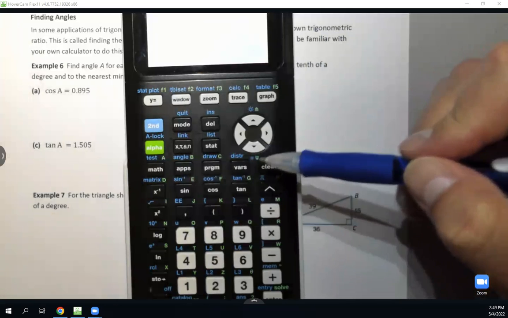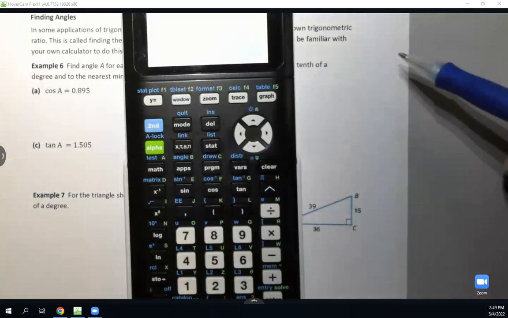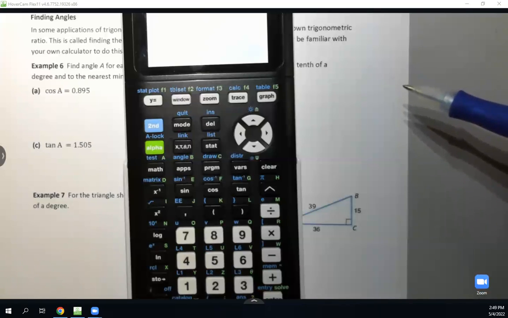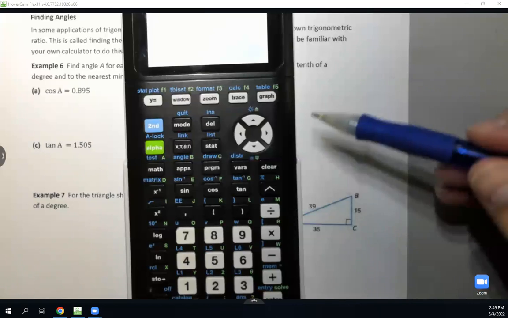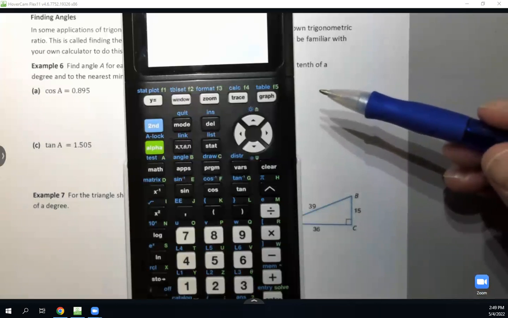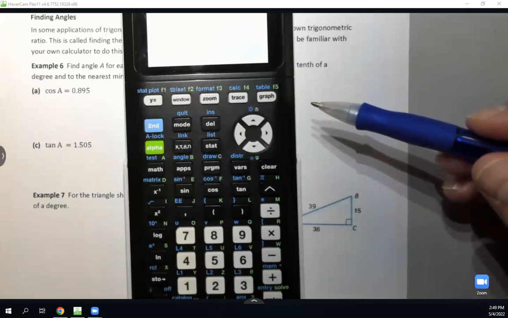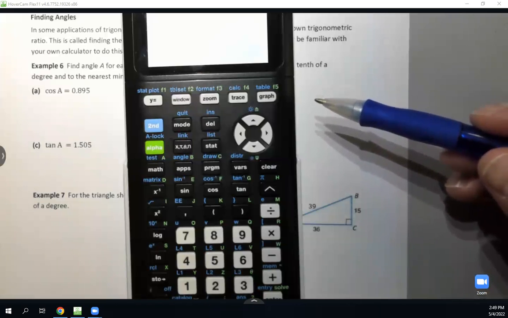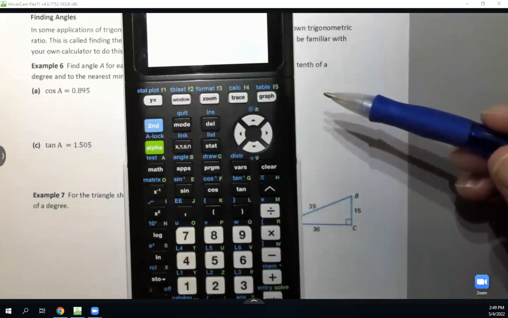You with me? So the way that works, I put in the ratio and it will tell me what the angle is. Now, again, if you're in the radian mode of the calculator, it will tell you the angle in radians. So if you want the angle in degrees, you got to be in degree mode. You okay with that? Okay.